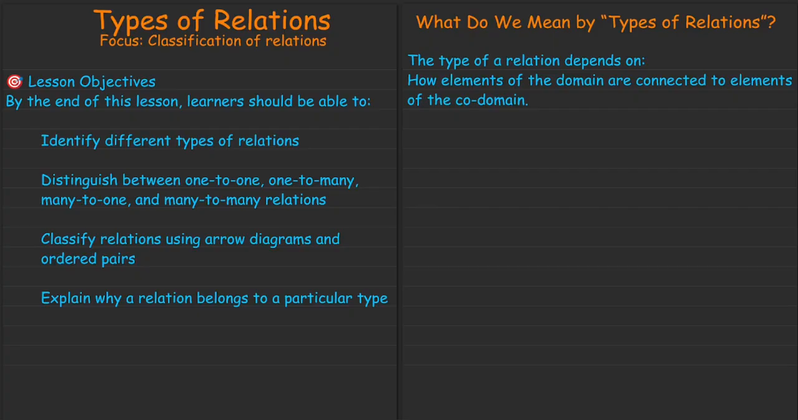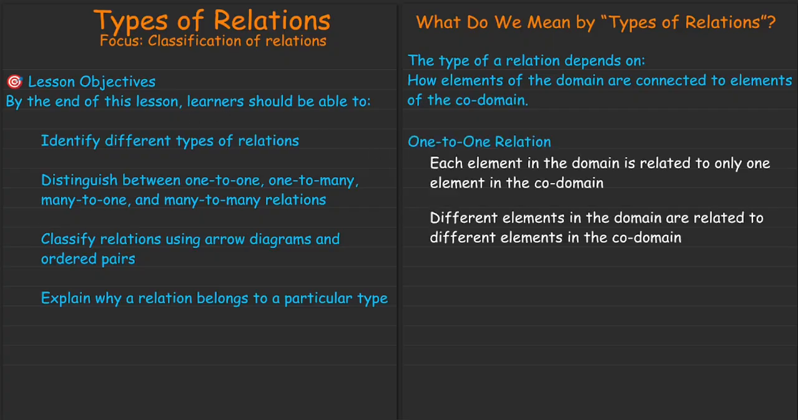So with that said, we'll look at our first type of relation we call a one-to-one relation. When we talk of one-to-one relation, it is the type of relation in which each element in the domain is related to only one. The emphasis here is only one. So each element in the domain is related to only one element in the codomain. If you take different elements in the domain, they are also related to different elements in the codomain.